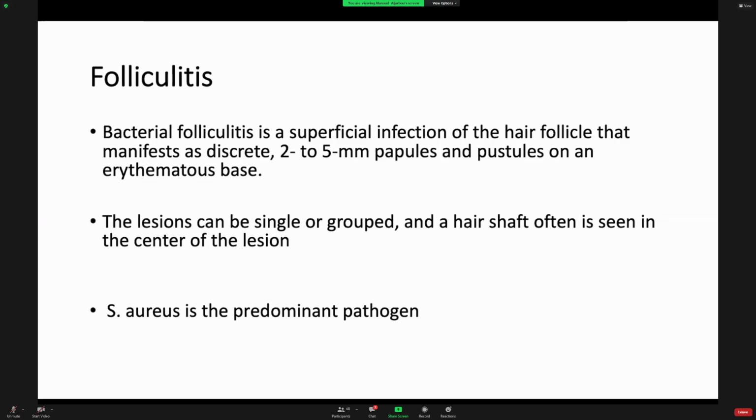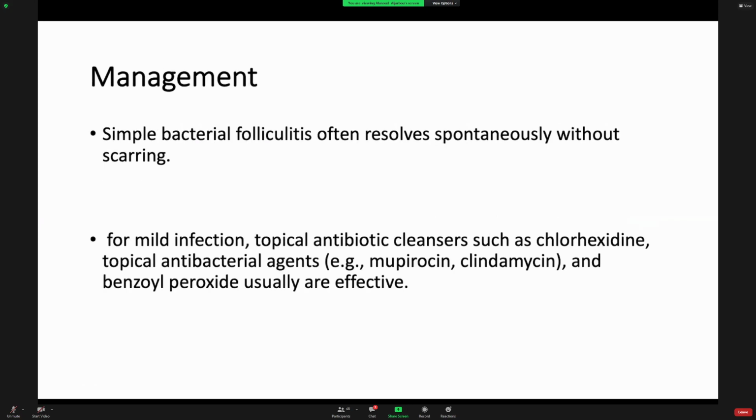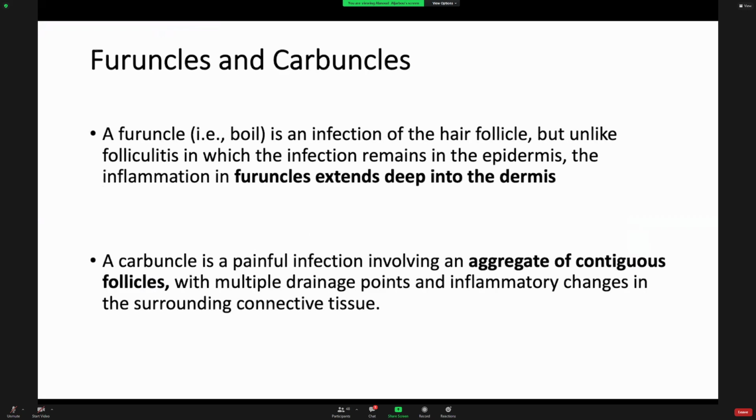For patients with folliculitis, we mentioned it is a superficial infection of the hair follicle that presents as single papules or pustules. The lesions can be single or grouped. If grouped and involving the hair shaft, we call it a carbuncle. Staph aureus is the common cause of folliculitis, carbuncles, or furuncles. The management is usually spontaneous resolution, but sometimes we give a topical antibiotic or a cleanser agent. For furuncles and carbuncles, we mentioned what the differences are.